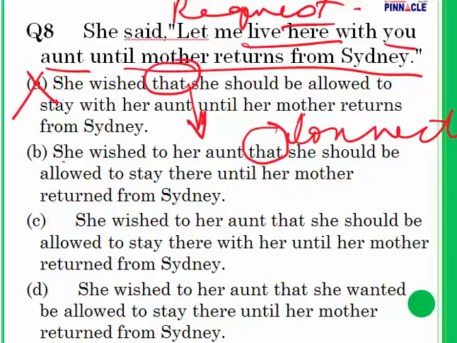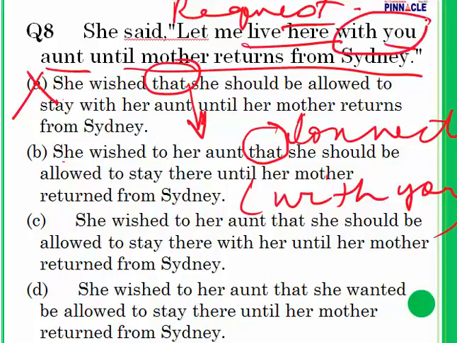Now let's take a look at part B. She wished to her aunt that she should be allowed to stay there until her mother returns from Sydney. Okay, here the "with you" portion is missing. We have mentioned in the original, let me live here with you. The "with you" portion is missing. That is the reason option B also gets eliminated.